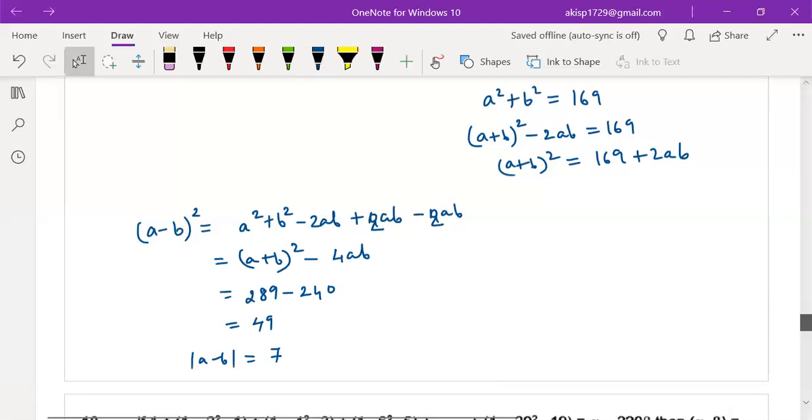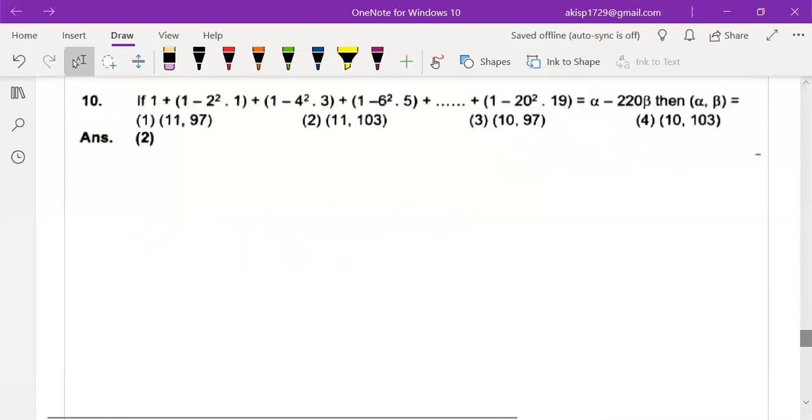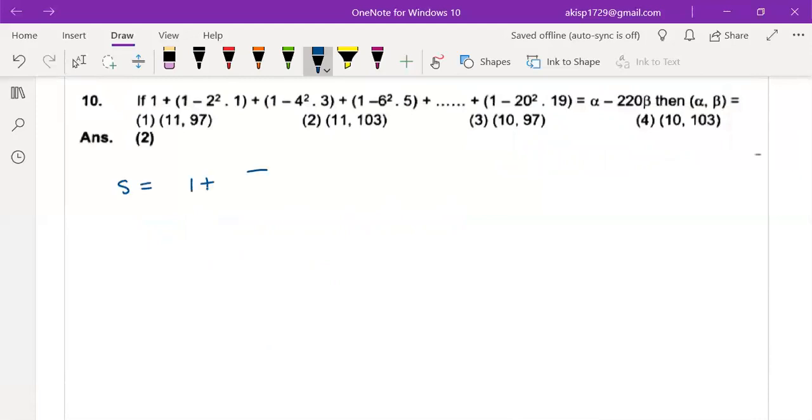Okay, moving on to the next question. So here S is given to us as a series. Let us write the terms. The general term we can see is 1 plus... We can write this as summation of every term: 2 square, 4 square, 6 square. That means in general (2r) whole square into 1, 3, 5, so on. That is something like 2r minus 1. This summation from r varies from 1 up to r is equal to 10.